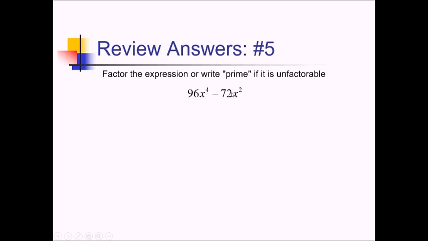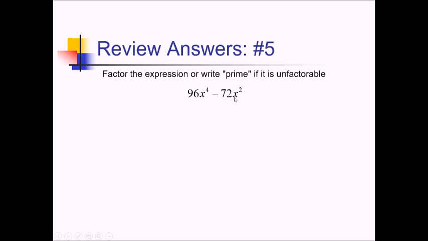72 divided by 12 would be 6. Actually, I think we could do even better. 24. 24 is the biggest number. Okay, so take out things in stages if you need to, but 24 is the biggest number we can take out of those constants, those coefficients.